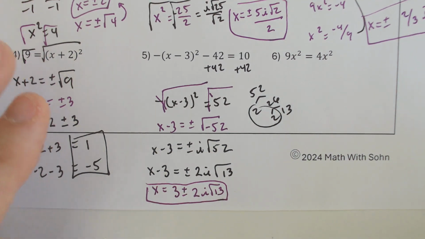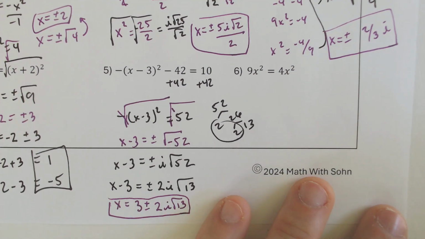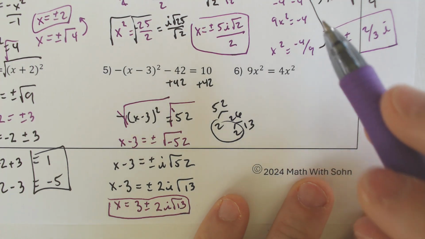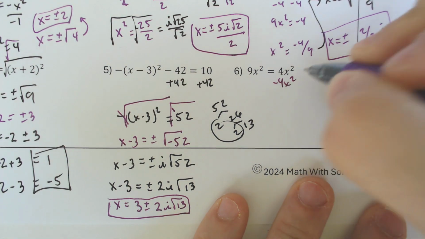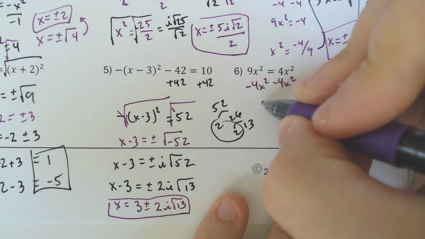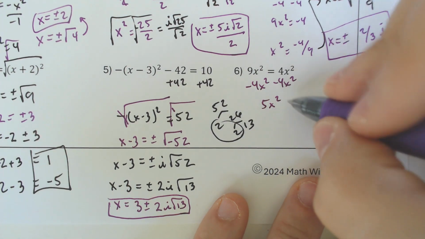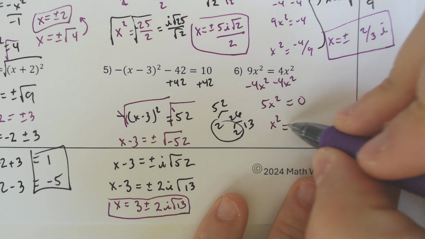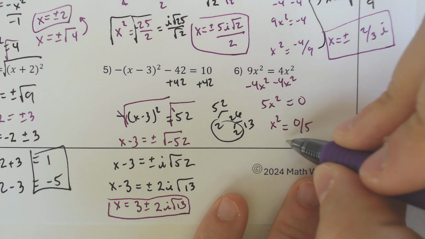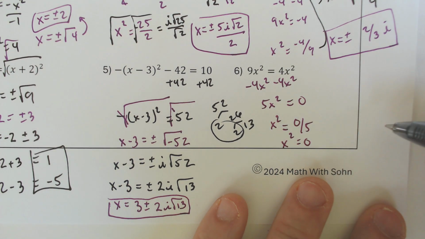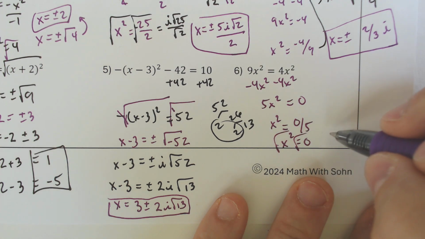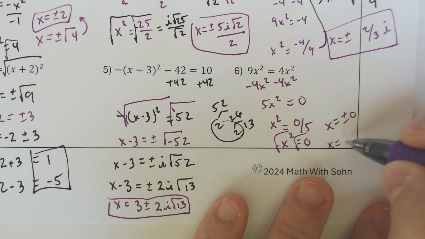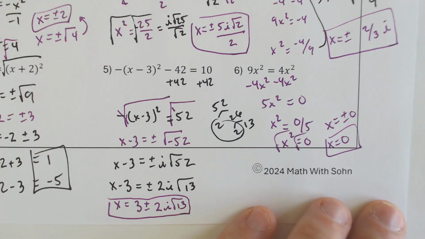Okay? Last but certainly not least, this time you have an x squared on both sides. So we need to combine them. If we combine them, I'm going to subtract the 4x squared. You get 5x squared. The x squareds don't cancel, equals 0. And if we divide by 5, we get the x squared by itself. You get 0 over 5, which is 0. And if you square root 0, you get 0. So that must mean that x equals plus or minus 0, but you don't need the plus or minus in this case. You could just write 0.